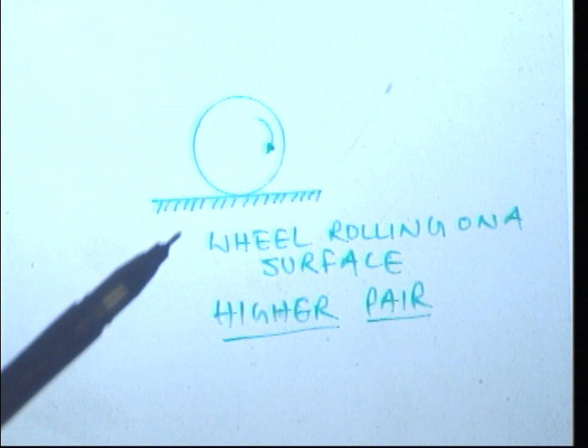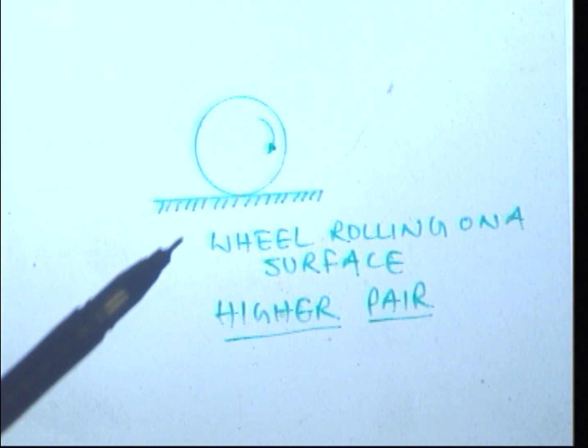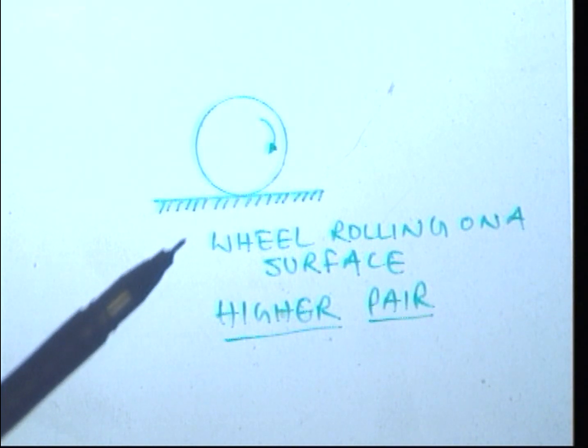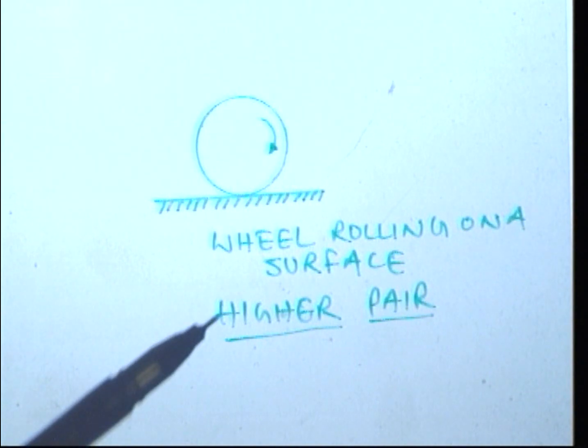Here, the example of a disk rolling on a surface is taken for higher pair. Another example can be the cam and roller follower, belts, ropes and chain drives. All these come under the category of higher pairs.